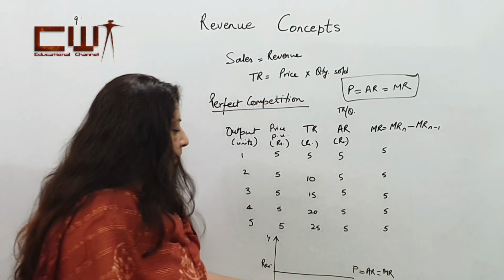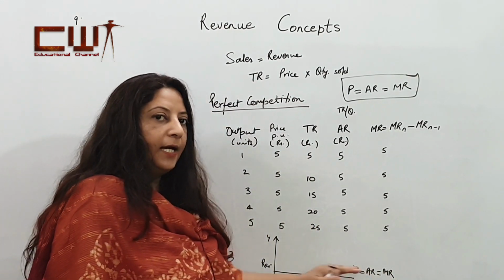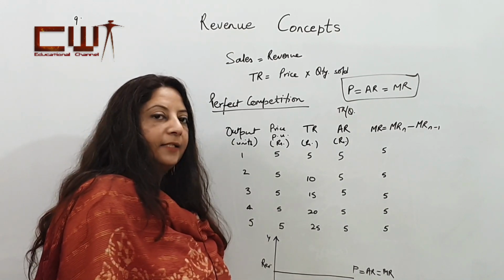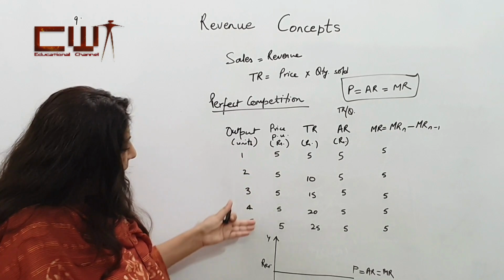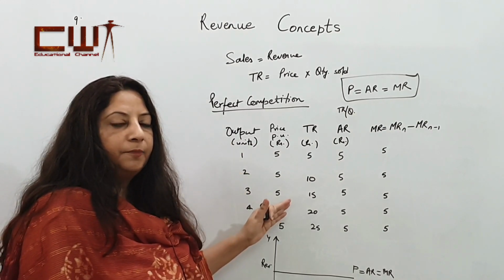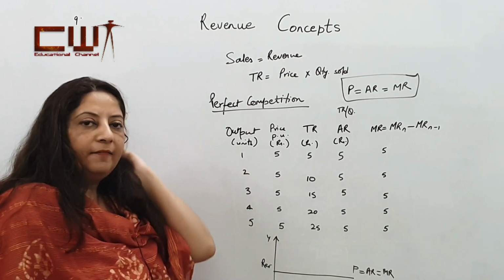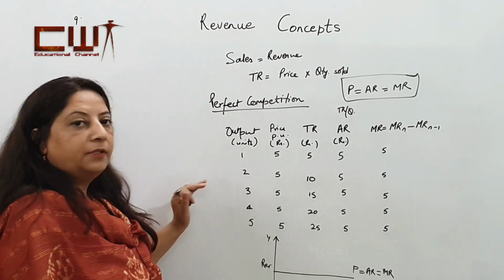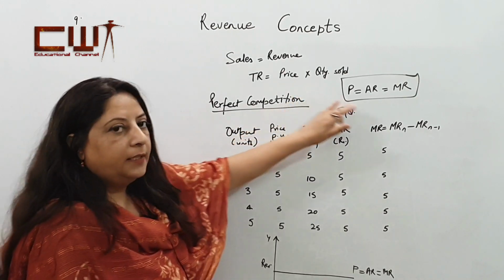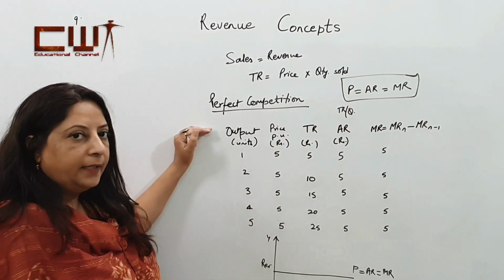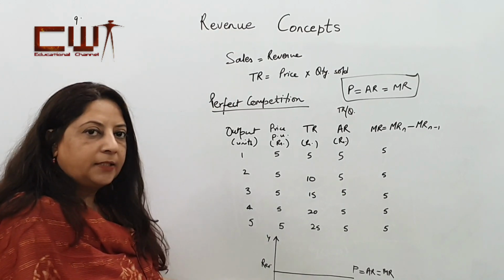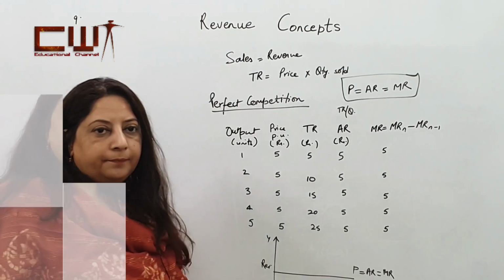So marginal revenue, price and average revenue are all straight lines parallel to the x axis, because as we have observed here, no producer will be gaining anything by reducing its price. So whatever price is available in the market, they will try to sell it at that price only. So price is equal to AR is equal to MR is the condition for perfect competition, and this is how it is depicted in terms of a graph.